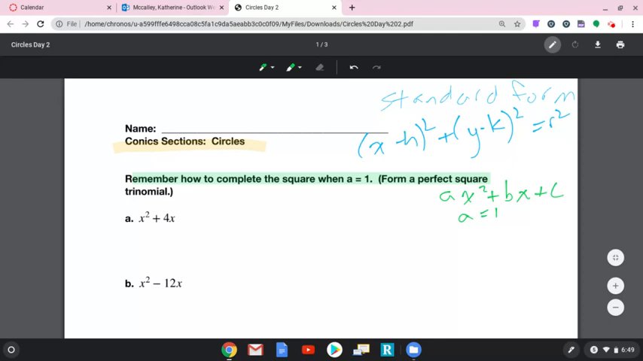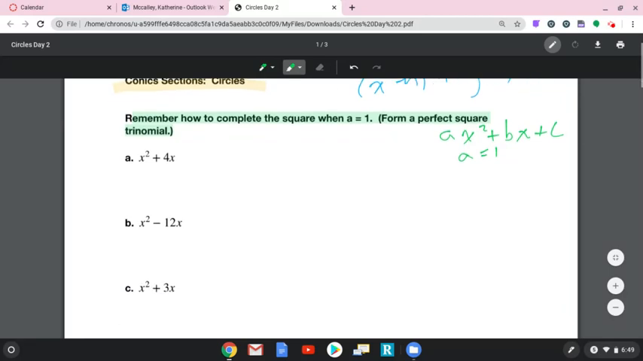Now, what does it mean to complete the square? We want to make what we call a perfect square trinomial. A perfect square trinomial is a trinomial that, when factored, has the two same binomial factors. So, let's remember how to complete the square. And if you don't, that's fine, we're going to go over it. We're going to form a perfect square trinomial out of the binomials in my first problems.